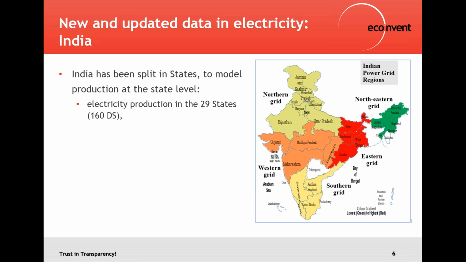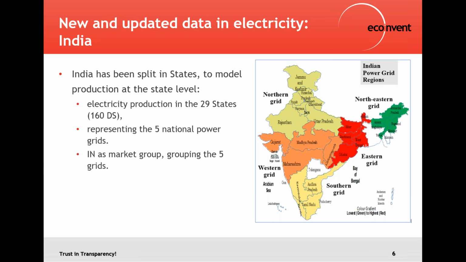That concerns around 160 datasets. Those datasets are then feeding the 5 national power grids. So you can decide to use in your project a specific power grid, for example. And those 5 grids are connected and supplying India as a market group. So you can choose what is the level of detail that you want to go, and then you can find all 3 in the Ecoinvent database version 3.4.